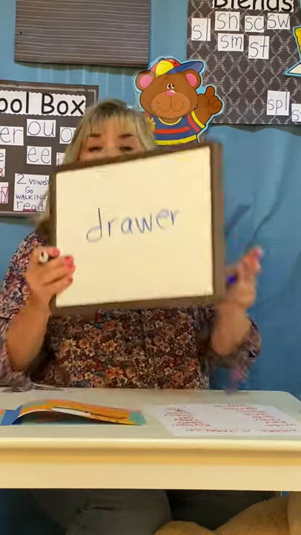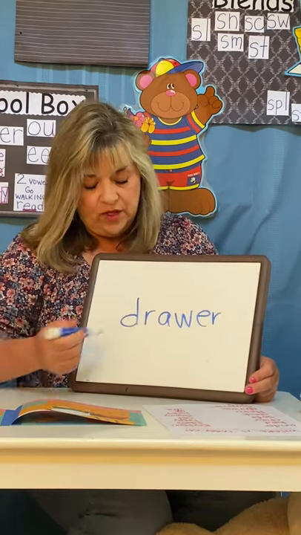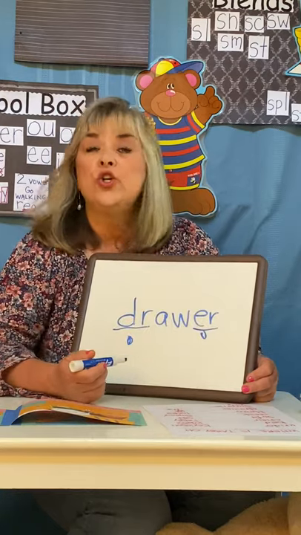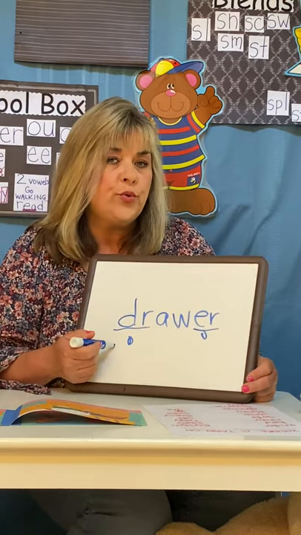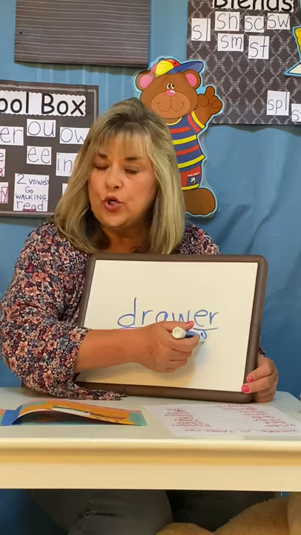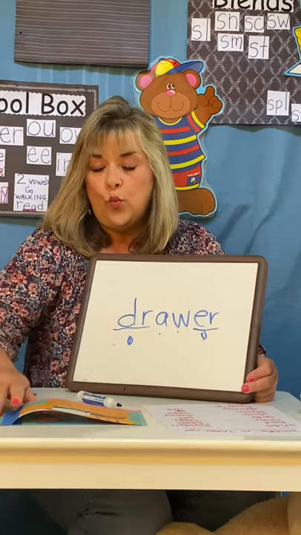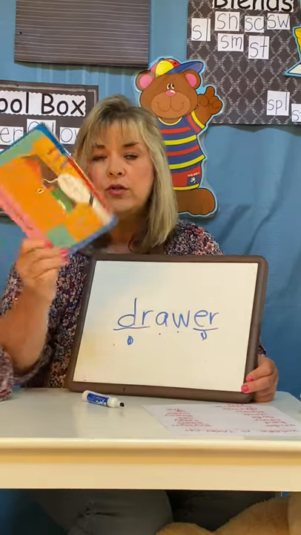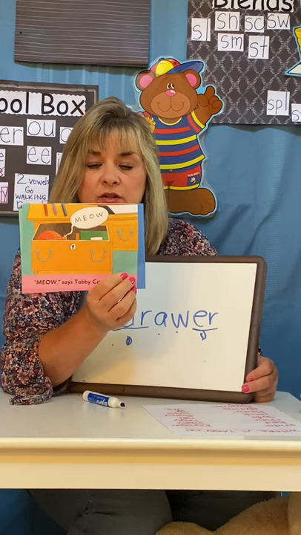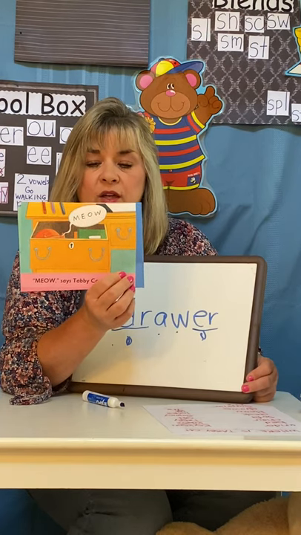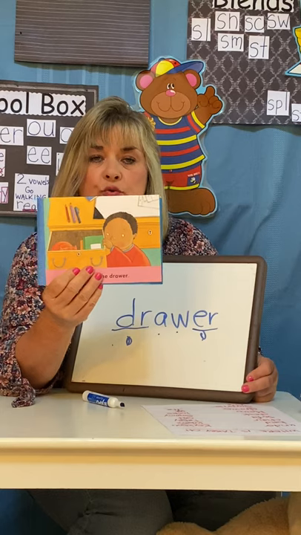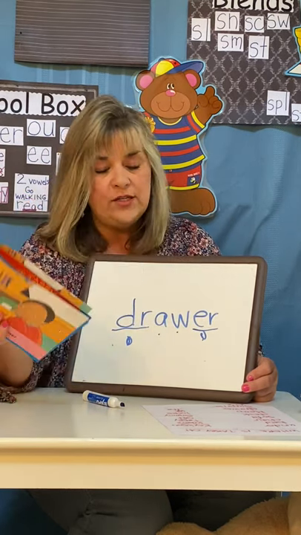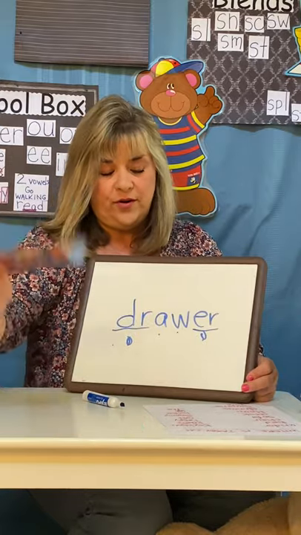So let's see what we know about this word, and then we'll look at the picture for a clue, okay? So DR says dr, and ER says er. So it starts with dr, and it ends with er. This part's kind of tricky. So what is he looking in that starts with dr? Can you tell that's a dresser? And he had to pull out the, here's another picture of it, drawer. He had to look in the drawer. And what do you think he found in the drawer?